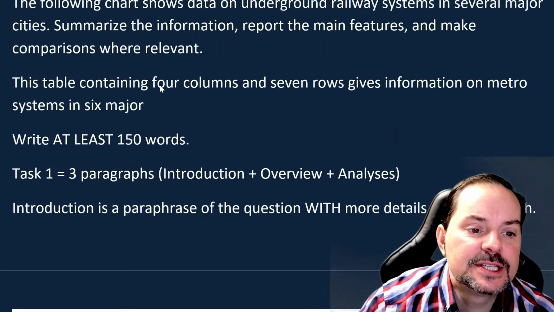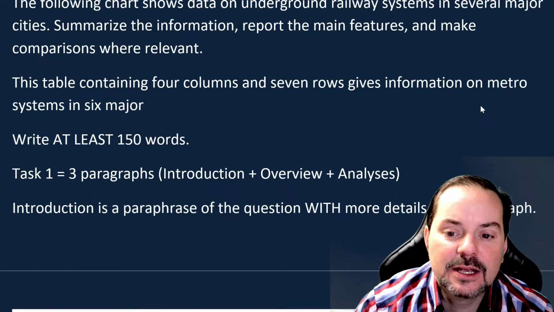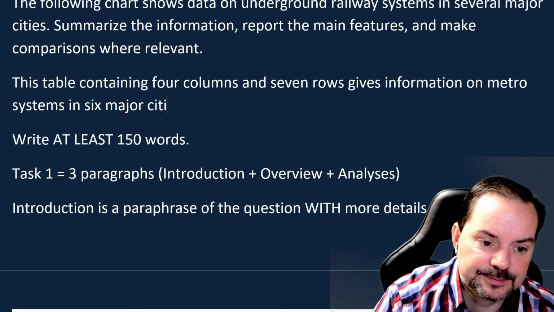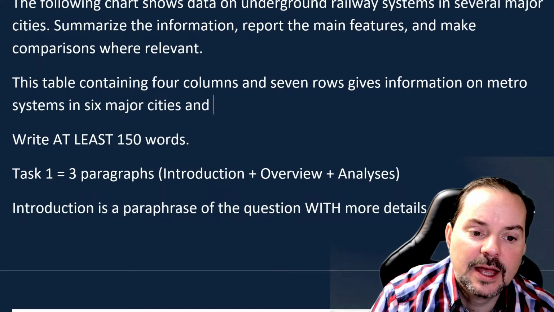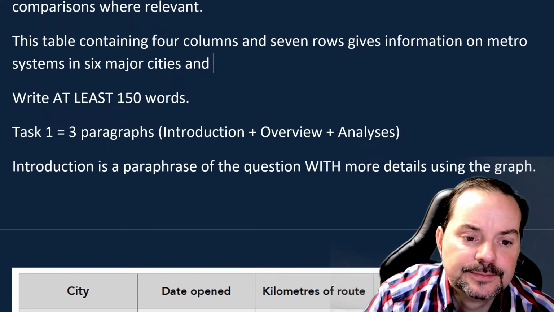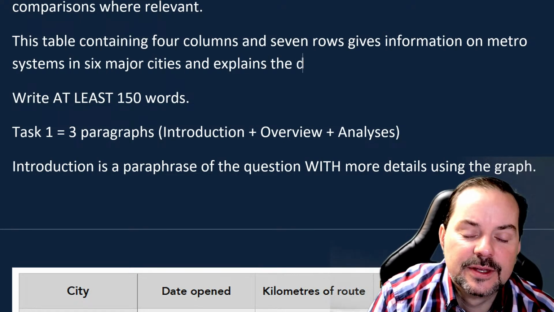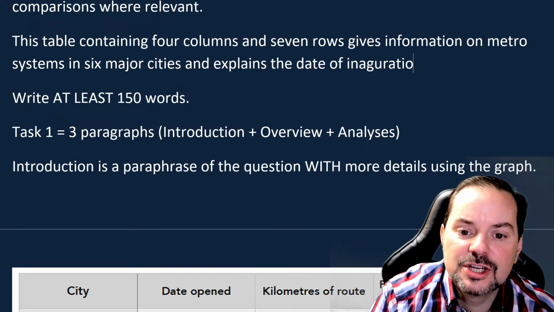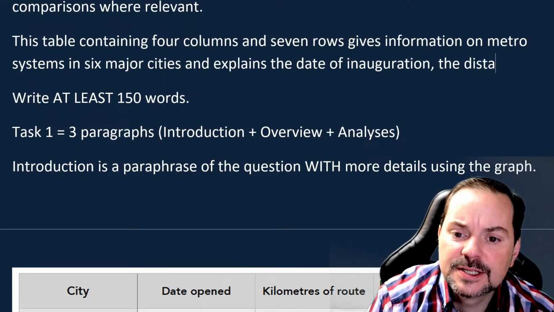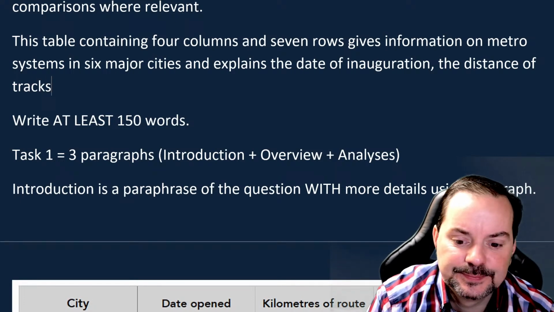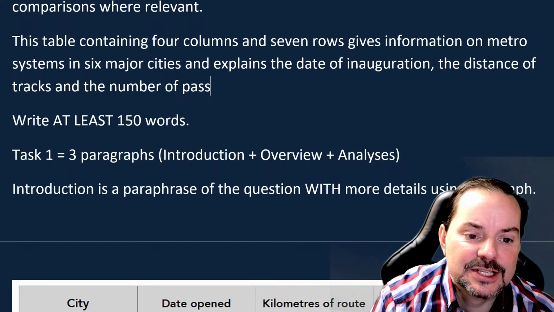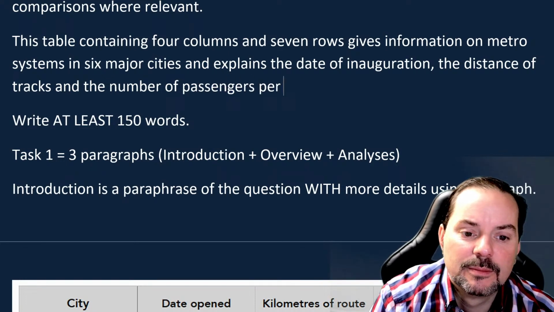Okay, so this table containing 4 columns and 7 rows gives information on metro systems in 6 major cities and explains the date of inauguration, the distance of tracks, and the number of passengers per annum.